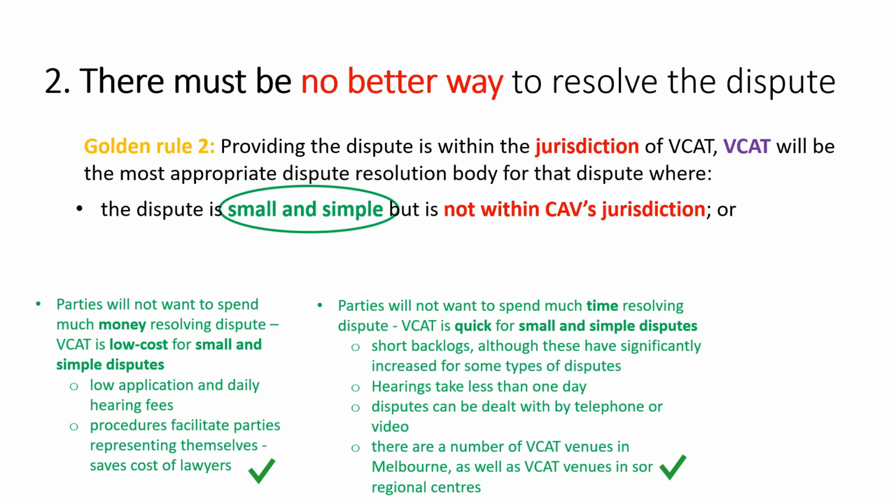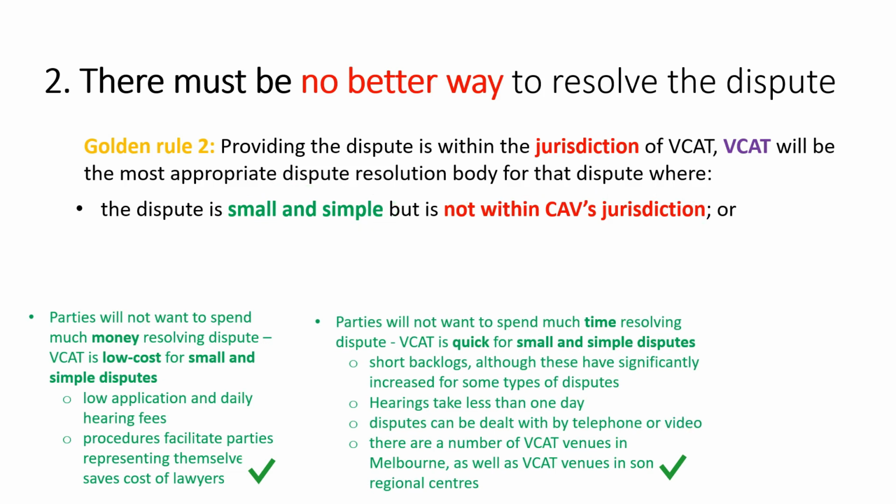Now, as we've already seen, Consumer Affairs Victoria is also an appropriate dispute resolution body for small and simple disputes because, like VCAT, it is low cost and quick for small and simple disputes. Where a dispute is small and simple, one reason VCAT might be a more appropriate body than Consumer Affairs Victoria to resolve that dispute is if the dispute is within the jurisdiction of VCAT but is not within the jurisdiction of Consumer Affairs Victoria. This is because, in such a case, only VCAT and not Consumer Affairs Victoria will have the power to deal with the dispute.